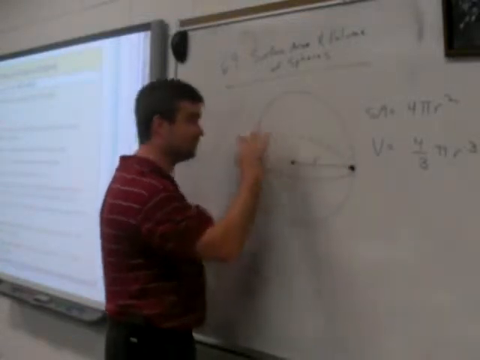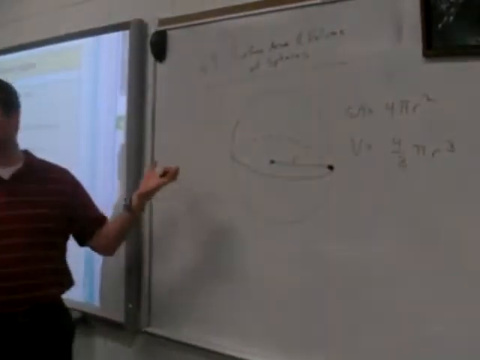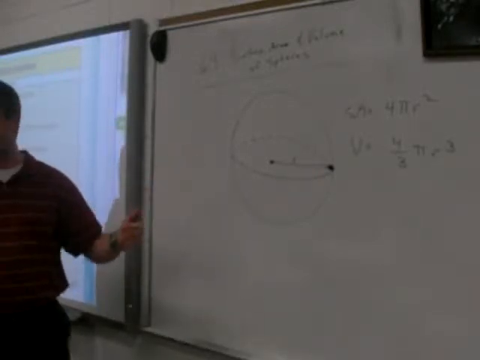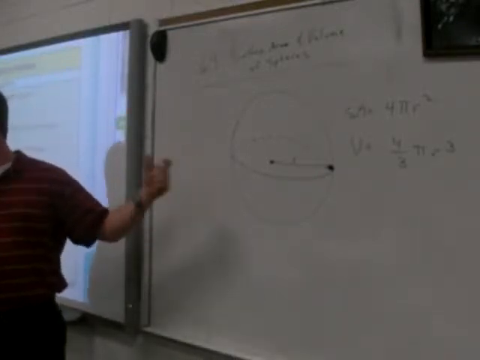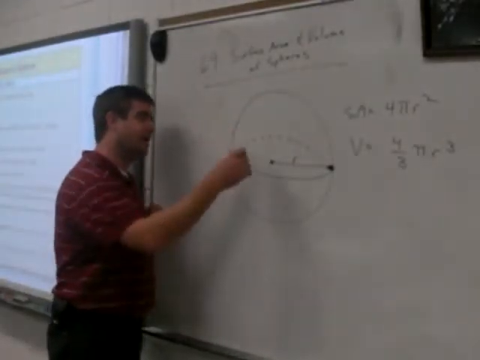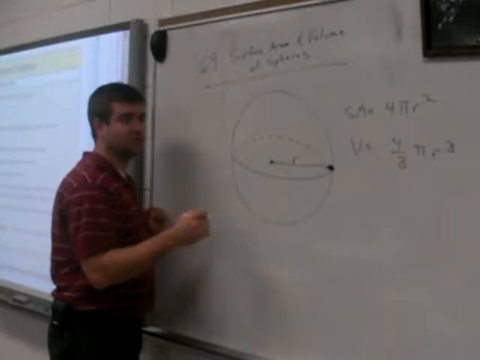A sphere is a three-dimensional object. It's very tough to draw a three-dimensional object on a two-dimensional board, but this is kind of the accepted way to do it. But it gives it some depth when you do that back there. It has a radius, just like a circle.